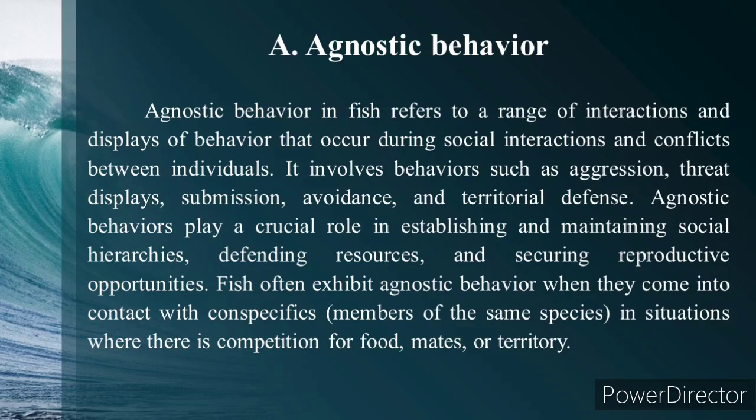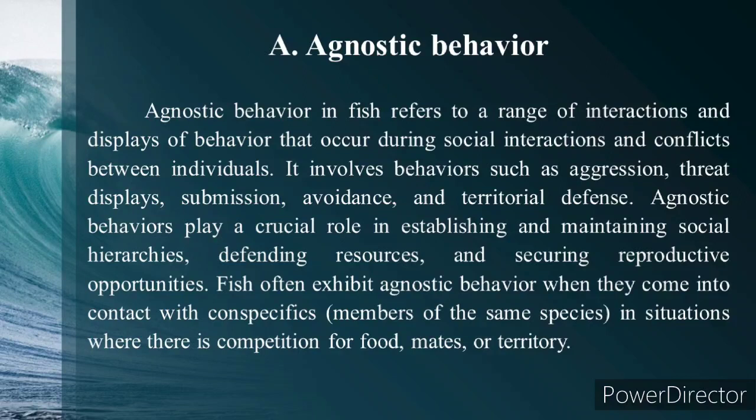Agonistic behavior. Agonistic behavior in fish refers to a range of interactions and displays of behavior that occur during social interactions and conflicts between individuals. It involves behaviors such as aggression, threat displays, submission, avoidance, and territorial defense. Agonistic behaviors play a crucial role in establishing and maintaining social hierarchies, defending resources, and securing reproductive opportunities.